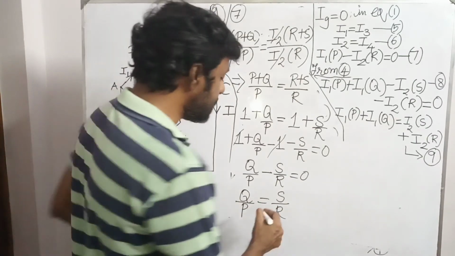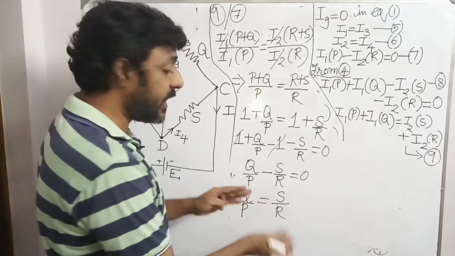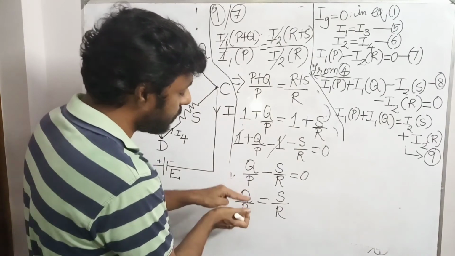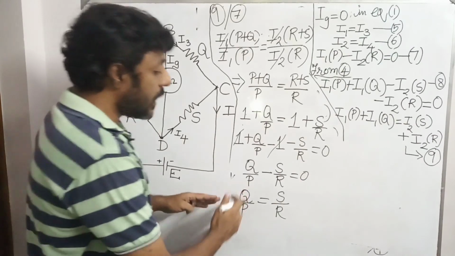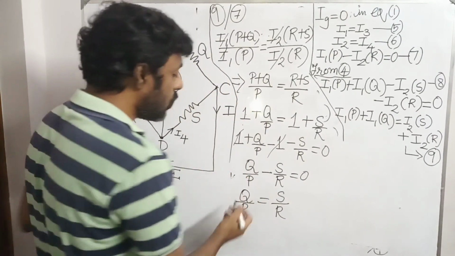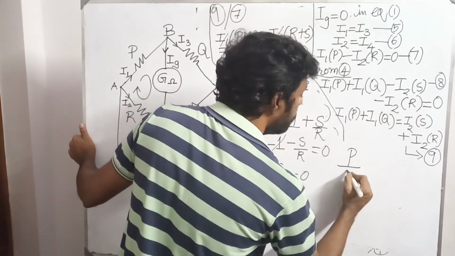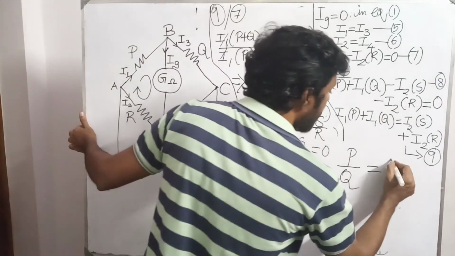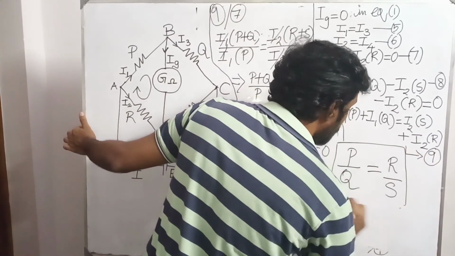I can also interchange the terms on both the sides, provided I do it on either side. If I interchange the terms such that the bottom term comes to the upper side and the upper side comes to the bottom, I should do it on both sides, not only on one single side. So instead of putting Q by P, I will put it as P by Q, which is equal to, instead of putting S by R, R by S. P by Q is equal to R by S.